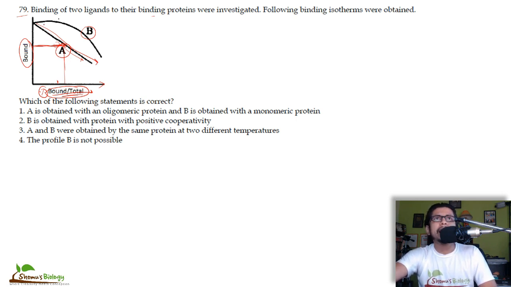But for B, at the very beginning, the bound state is huge. While most of the proteins are associated, like ligands are associated with the protein, then even the percentage of the bound is altered, is increased.